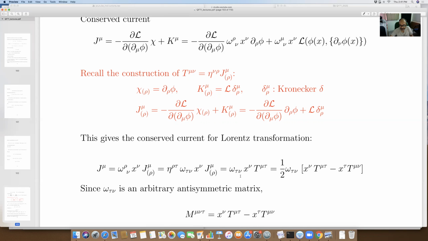And now because omega is antisymmetric, this is not manifestly antisymmetric, but if it has a symmetric part, that will just go away, because you have an antisymmetric matrix and a symmetric matrix, both indices contracted, which would have given 0. So I can write this by explicitly antisymmetrizing this and putting a factor of half. So this is our conserved Noether current for rotational symmetry, for Lorentz invariance. Are there questions?